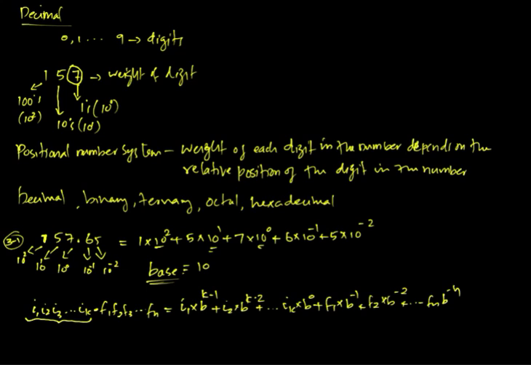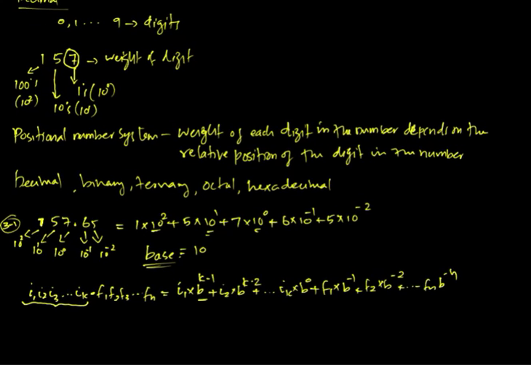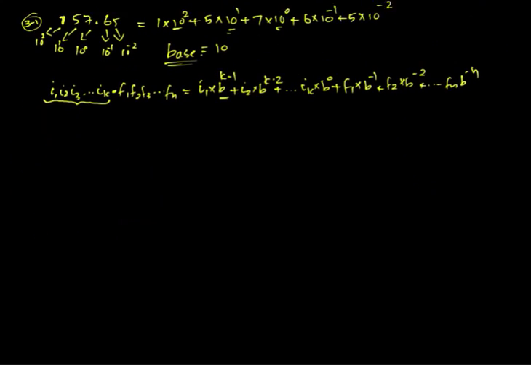Here what we have to remember is that b represents the base, k represents the number of digits in the integer part, and n represents the number of digits in the fractional part. So now with all this introduction, let's move on to the binary number system.